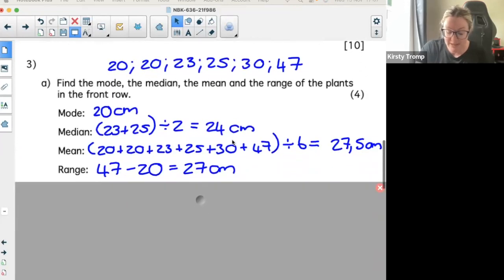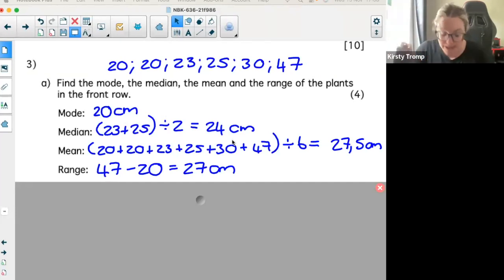Then we looked at finding the mode, the median, and the mean, and the range of the plants in the front row. We calculated the mode. We said mode was the most popular. M-O-M-O. Okay? Mode, most popular. We looked at the median.